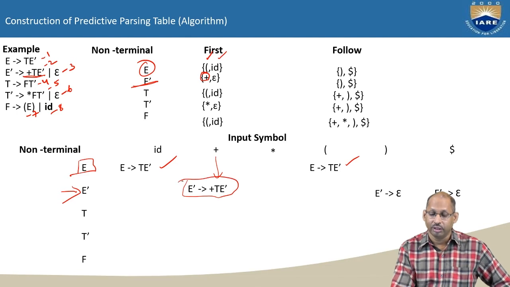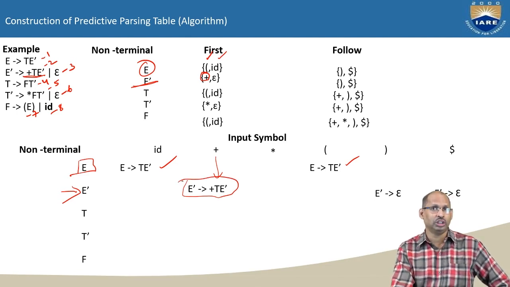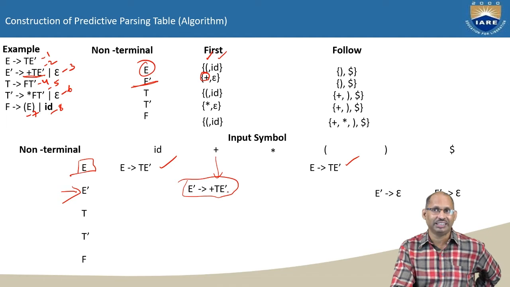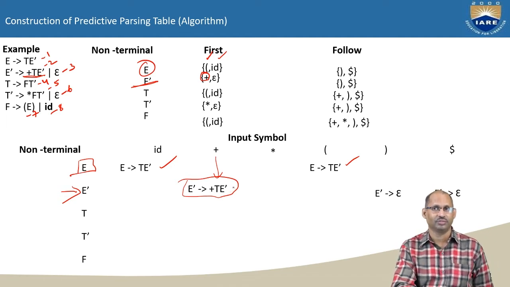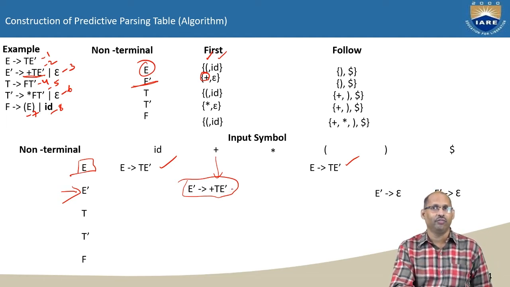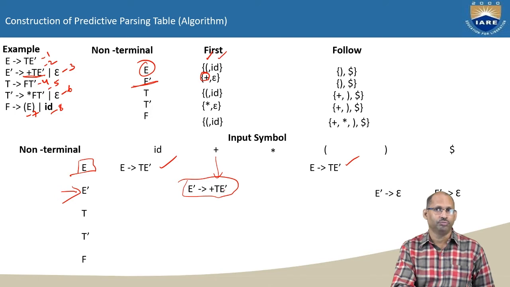For the second production, the first of A dash is the plus sign. So, for the plus sign, we write A dash equal to plus T dash. First of production, second production is plus sign. For the plus sign, we use this one.